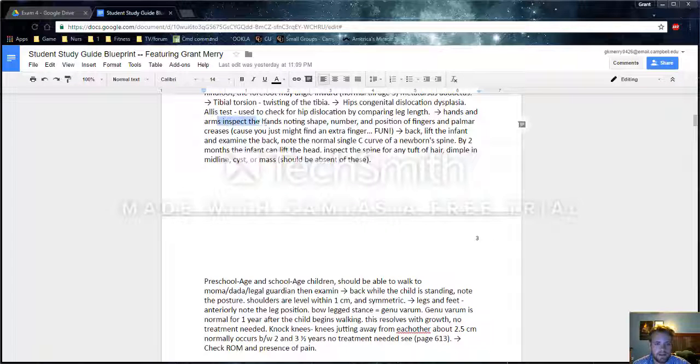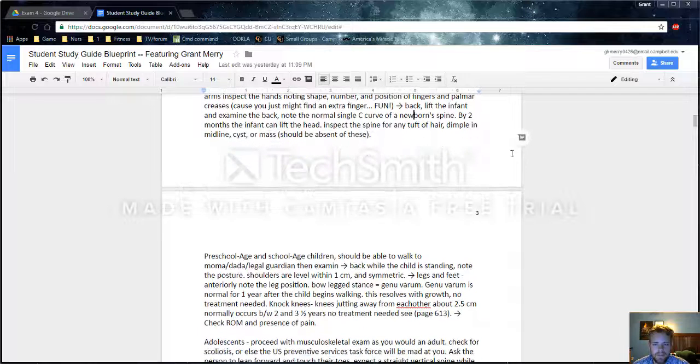Hands and arms: inspect the hands, noting shape, number, hand position, because you just might find an extra finger. Fun. Then you're going to want to lift the baby by the back. If they're 2 months old, they can hold their neck up. You hold their chest and let the rest of their body dangle on your arm as you inspect the back. They should be absent of any tufts of hair, dimple in the midline, cyst, or mass.